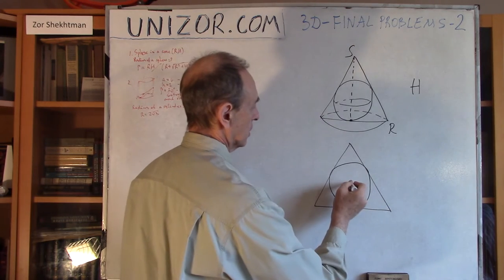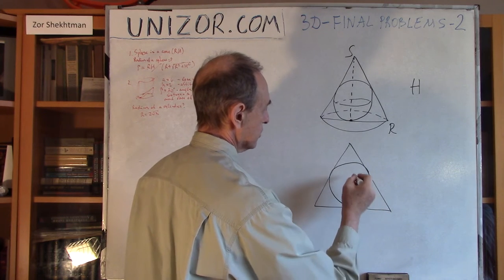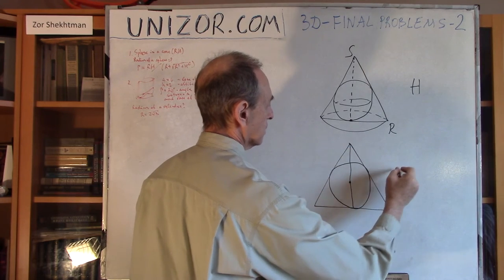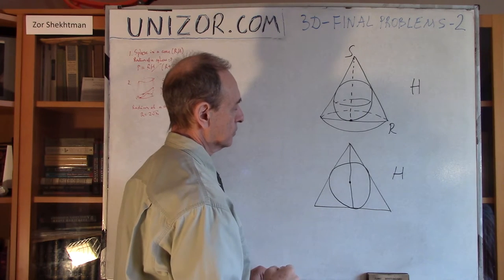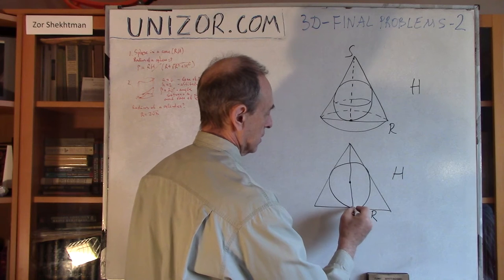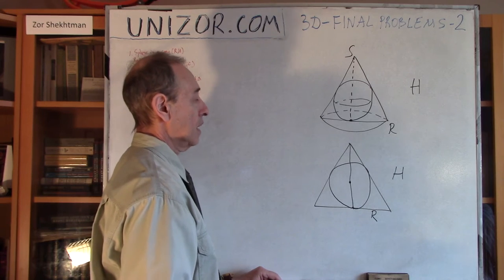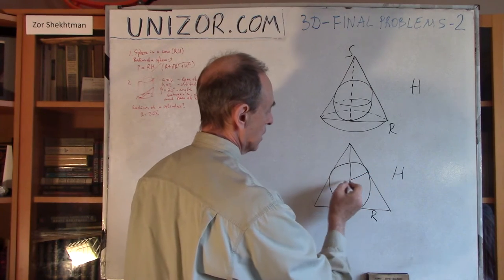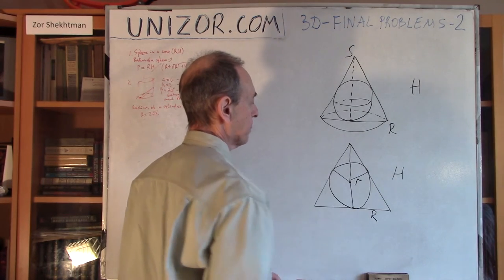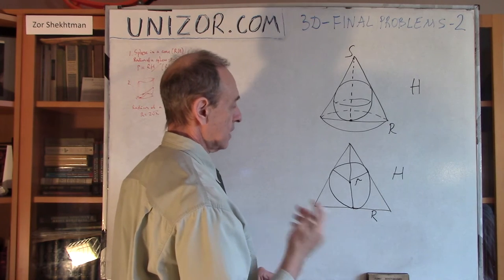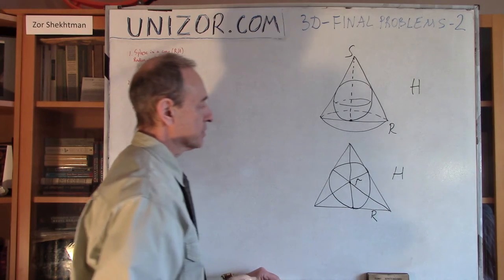Now, what do I know about this circle? Well, I have to determine its radius, but I do know that the height is h. Now, this is an isosceles triangle, and half of the base of this triangle is R. That's what I know. How can I find the radius of an inscribed circle in this case? Let's call it r. Well, there are probably many ways. I personally prefer the following. I will connect the center of the inscribed circle with the vertices of the triangle.